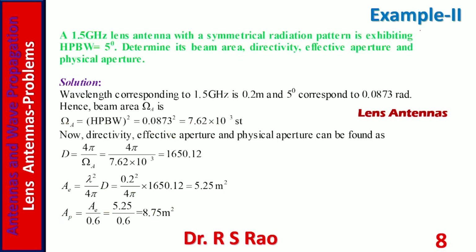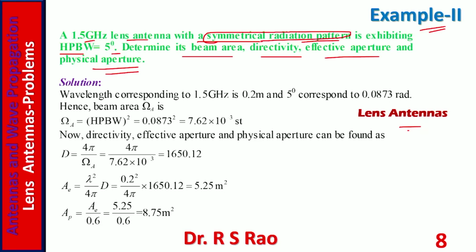Another problem, example 2, on lens antennas. A 1.5 GHz lens antenna with a symmetrical radiation pattern is exhibiting a half power beam width of 5 degrees. Determine its beam area, directivity, effective aperture, and physical aperture. The given antenna is generating a symmetrical radiation pattern. It implies theta HP is equal to phi HP, equal to the square root of beam area omega A.